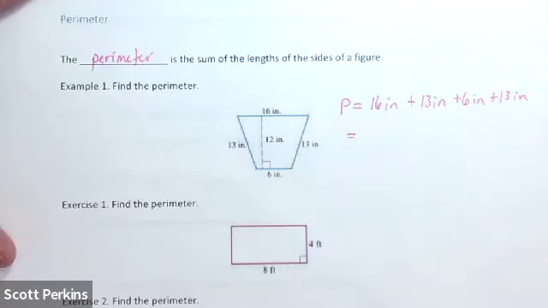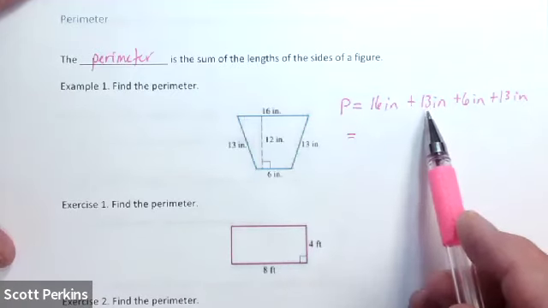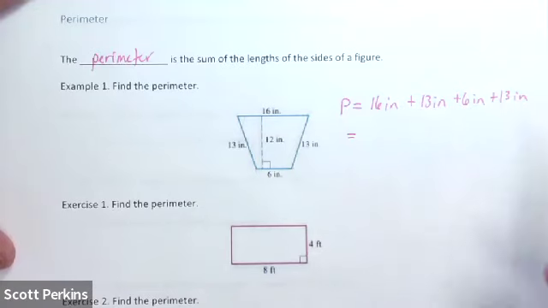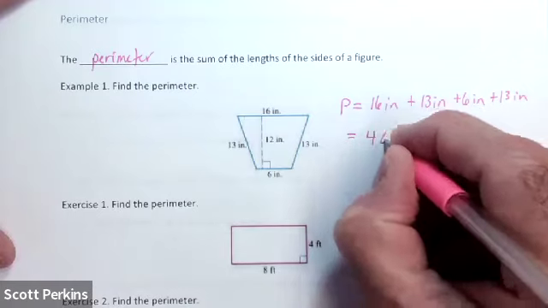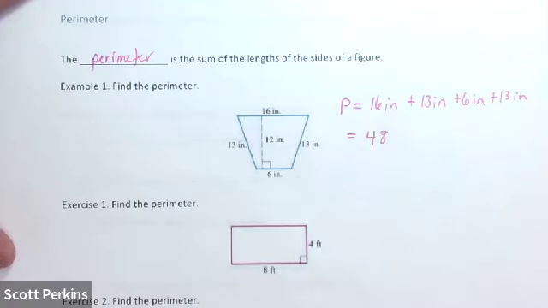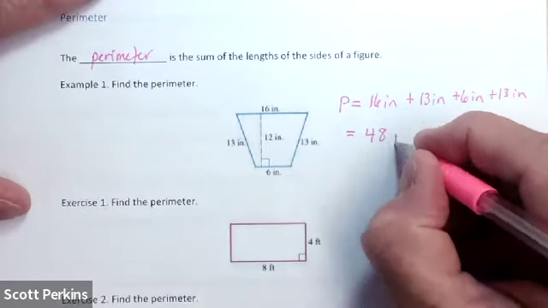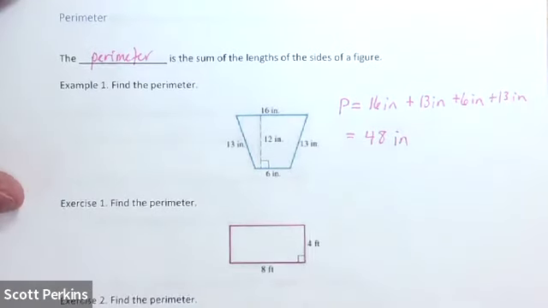So now you grab your calculator. 16 and 13 is 29. Plus 6, that's 35. Plus 13, that's 48. And so we've got 48. And then something key to remember is perimeter is just a length. Okay, so your units are just going to be the units that are there. Okay, so it's 48 inches all the way around that trapezoid.